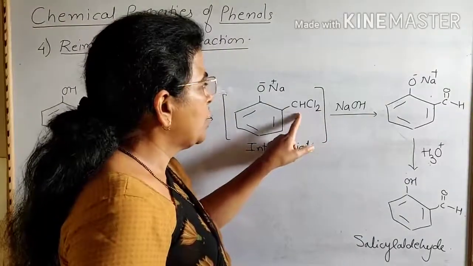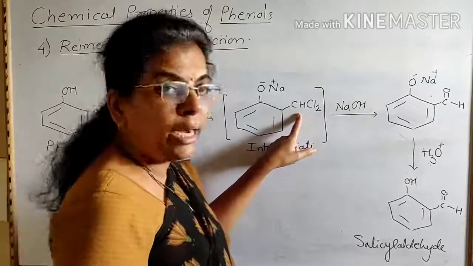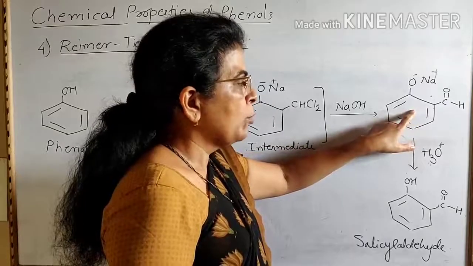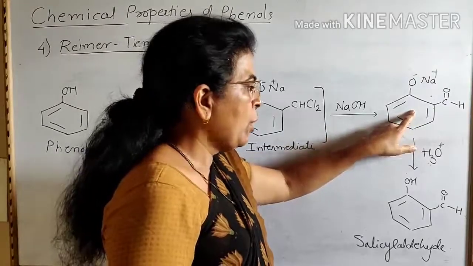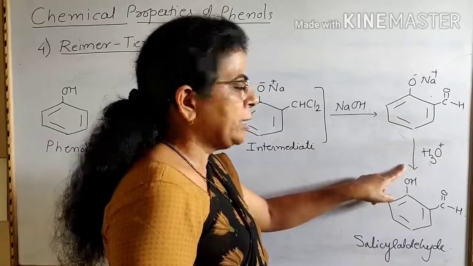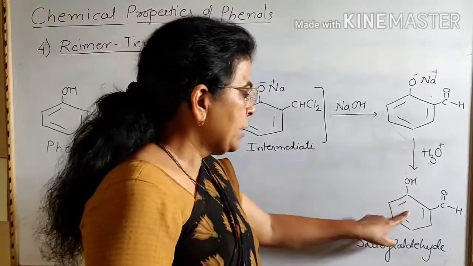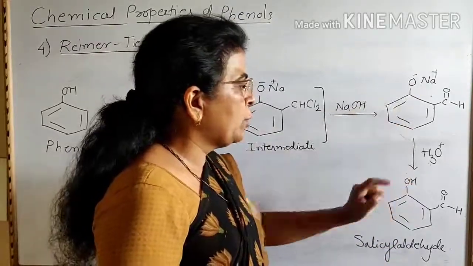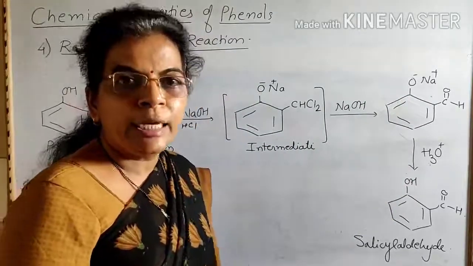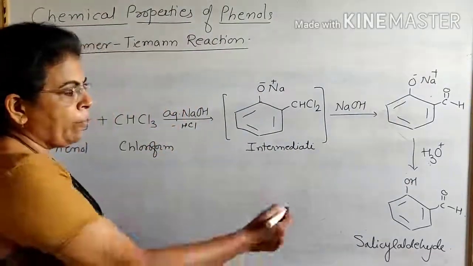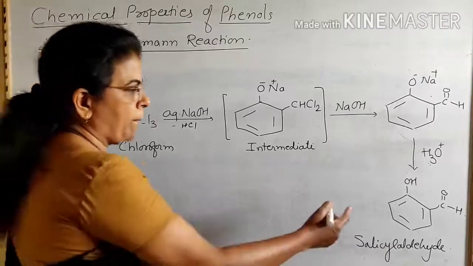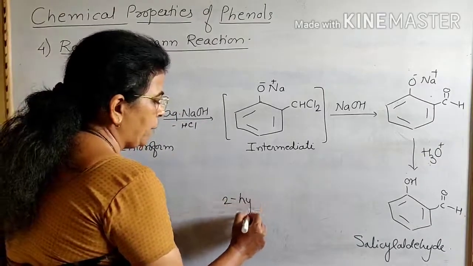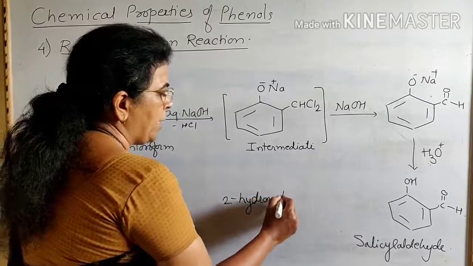Then oxidation of this CHCl2 group takes place into aldehyde group, and we will get an aldehyde group attached to the benzene ring of phenol. And then when it is hydrolyzed in presence of acidic medium, it is converted into salicylaldehyde. In this step, the ONa group is converted into OH group, and formation of salicylaldehyde takes place. The IUPAC name of this compound is 2-hydroxybenzaldehyde.